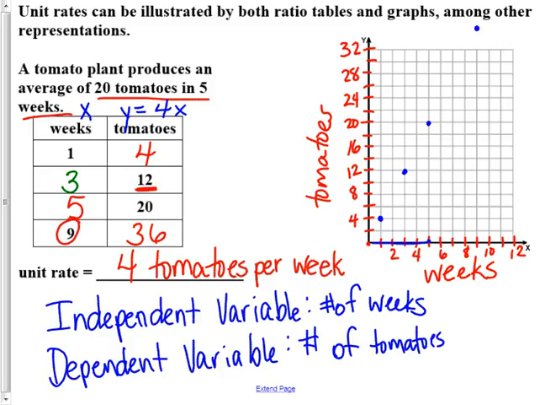And if I actually go and graph this, I'm going to find out, in fact, I did a pretty good job probably of placing that because my line goes through that point. So every point or ordered pair, every equivalent ratio that we can make that is equal to a ratio of 20 tomatoes in 5 weeks, is going to fall on that line. All right, let's look at one more example of this.